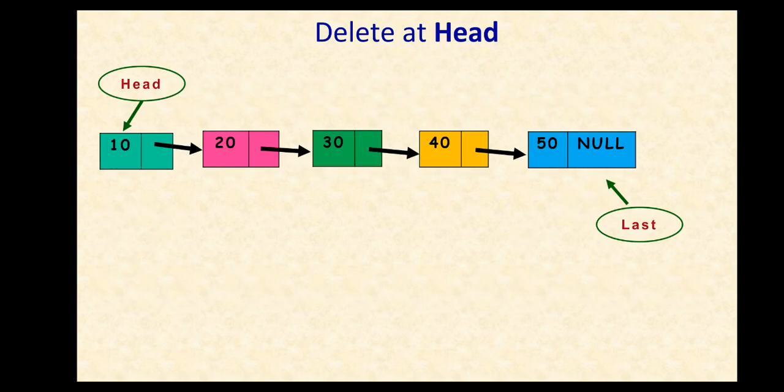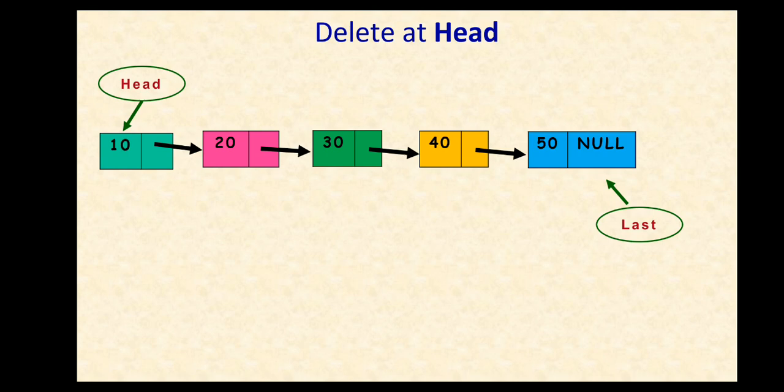Now see this, this is the existing list. Now I want to delete the head node. Here the first node, 10, must be deleted. How to delete it? Before seeing how, what happens if I delete it? If I delete this first node, the second node will be the head, because the first node is not there.